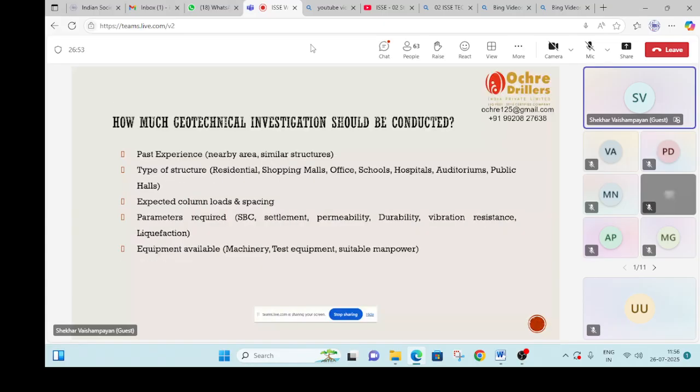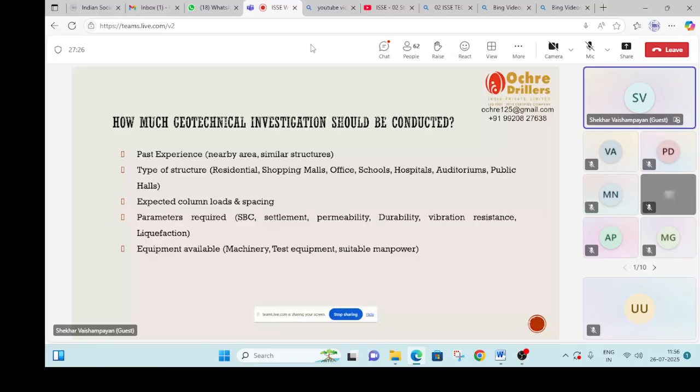Now, how much investigation should I conduct, or what is the basis on which I can conduct this investigation? The first thing is, what is my past experience of the given area? Let us say I am constructing a hospital on JVPD Road number 10. I know what kind of strata is there. Has somebody constructed a similar hospital, or a mall-like structure, or a hotel there? Then the loading is going to be somewhat similar, so I can use that past experience.